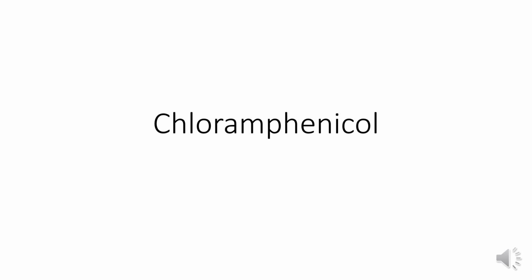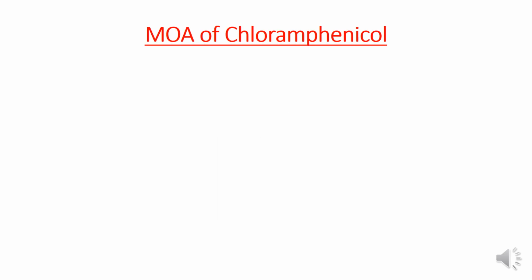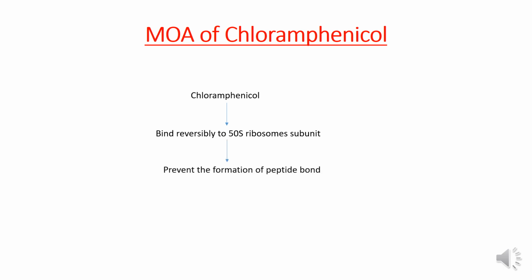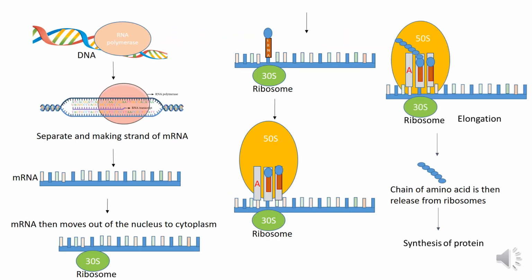Now the next antibiotic is chloramphenicol. It is again a protein synthesis inhibitor. Let's see the mechanism of action of chloramphenicol. Chloramphenicol ideally binds reversibly to the 50S ribosome subunit and prevents the formation of peptide bonds, thereby inhibiting protein synthesis. This is the normal protein synthesis in microorganisms. Then our drug chloramphenicol binds with the 50S ribosome subunit and inhibits protein synthesis.